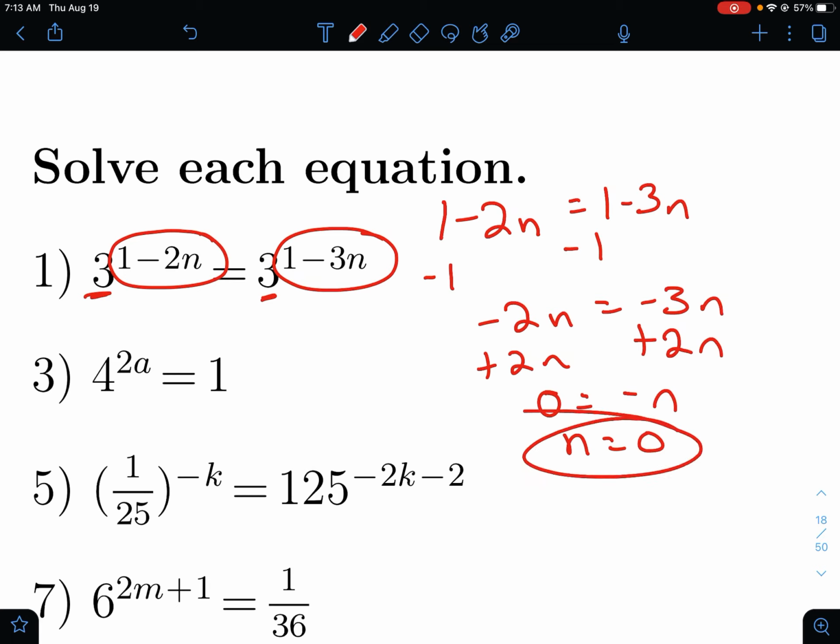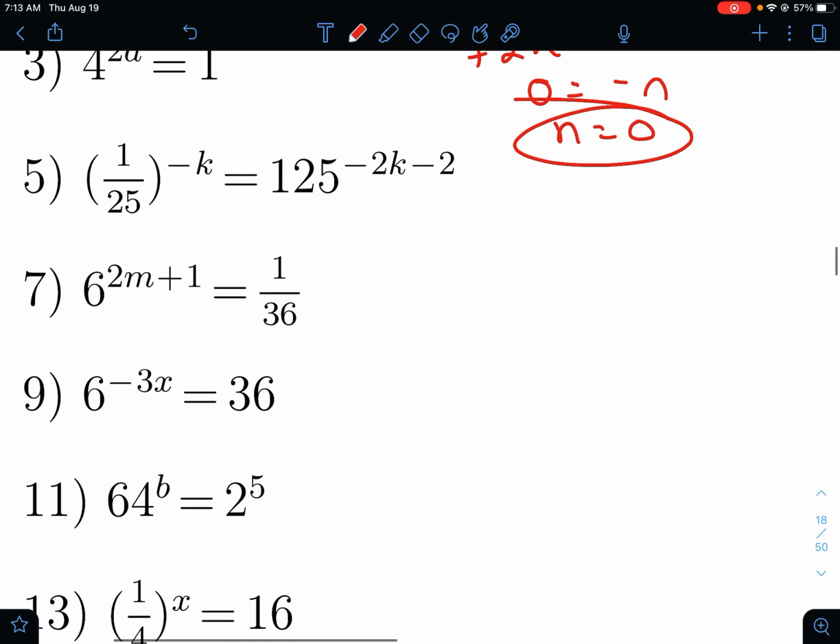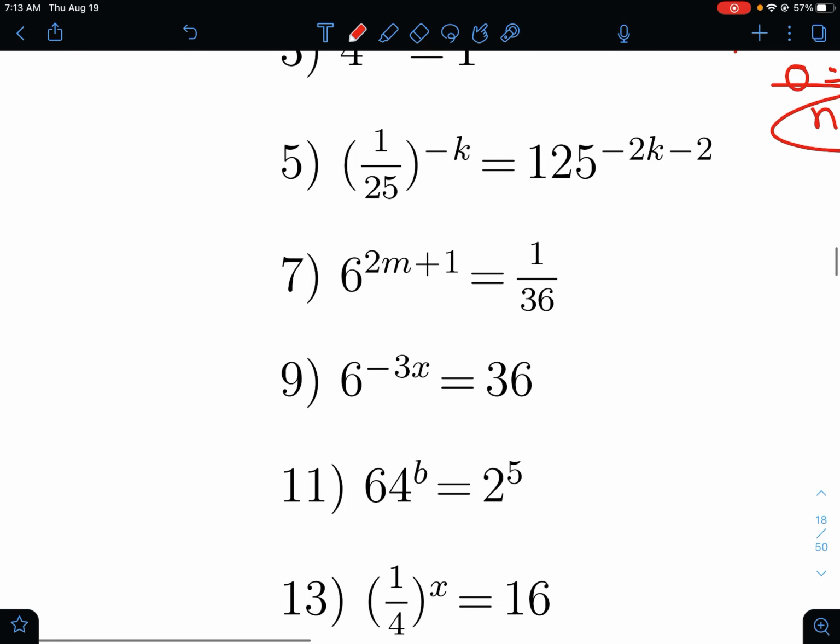All right, so again, what you have to do here is you want to get them with the same base, and then once you have the same base, you can set the exponents equal to each other. All right. So let's go ahead and try maybe a little bit tougher of a problem. All right, how about let's do number 9.